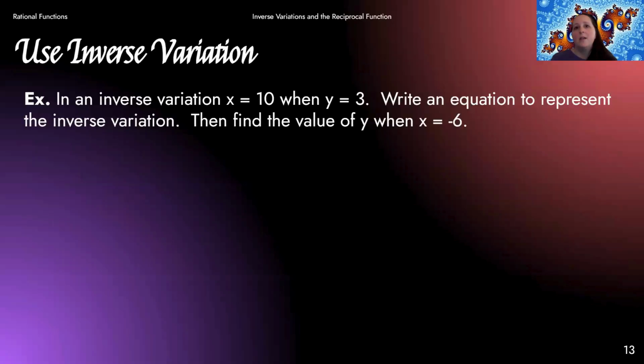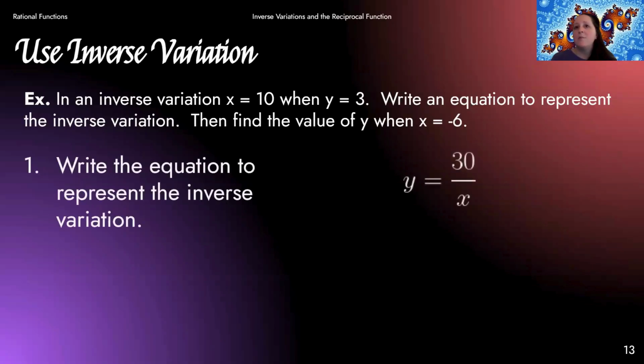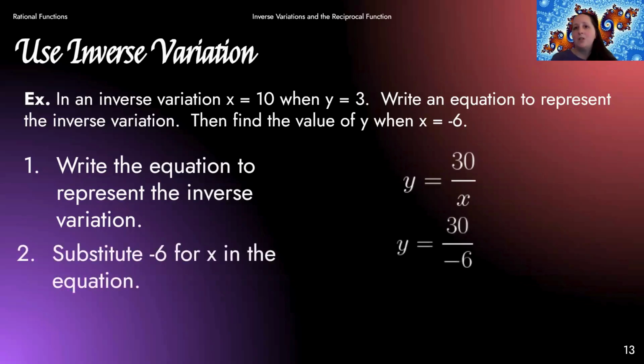I'm going to then use that information to substitute it back into the equation. So again, y equals k over x. K is 30, and I'm going to substitute x equals negative 6 into my equation and solve for y. 30 divided by negative 6 gives me negative 5.